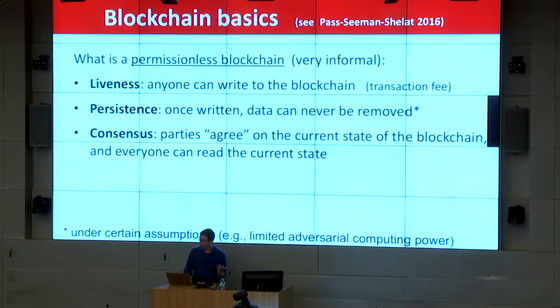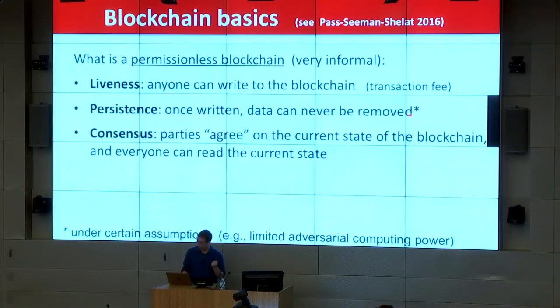So what is a blockchain? Very informally and at a high level, it provides three properties. The first property is that anyone can write to the blockchain. Anyone can write whatever they want to the blockchain. Of course, there's some verification that takes place. If you write something invalid, it will be ignored. But in principle, anyone can write. And there's a liveness property that ensures that no one can prevent you from writing to the blockchain. If someone specifically wants to target Amit and say, Amit, you're not allowed to write to the blockchain, that is simply not possible in the blockchain architecture. So there's a liveness property.